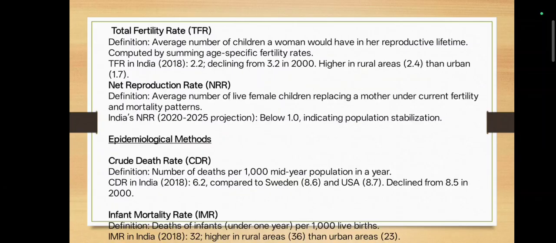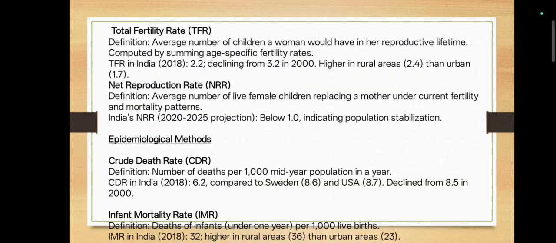The total fertility rate or TFR is the average number of children a woman would have in her lifetime. India's TFR declined from 3.2 in 2000 to 2.2 in 2018, showing progress towards stabilization. The net reproduction rate or NRR measures the average number of daughters replacing their mothers. India's NRR is below 1, indicating population stabilization.